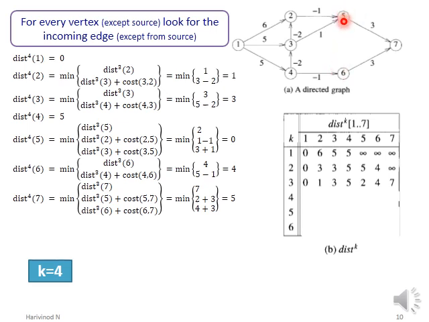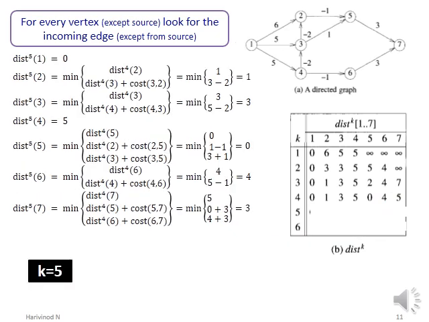From 5 and 6. For 5, the earlier distance is 2. 2 plus 3, that is 5. Vertex 6, the earlier distance is 4. 4 plus 3, that is 7. Of 5 and 7, the better value, the minimal, is 5. So the updated values at the end of the 4th iteration are 0, 1, 3, 5, 0, 4, 5. Go for the next iteration.